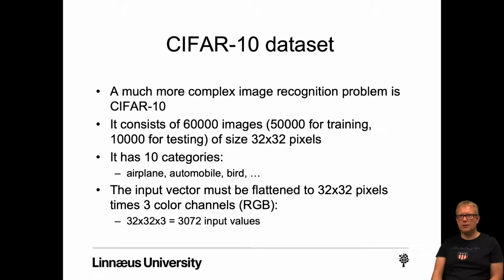A much more complex image recognition problem is CIFAR-10. It consists of 60,000 images, 50,000 for training, 10,000 for testing, of size 32 times 32 pixels. It has 10 categories: airplane, automobile, bird, and so on. And the input vector must then be flattened to 32 times 32 pixels times 3 color channels, because we have the RGB color channels. So in this case we have 32 times 32 times 3, which equals 3072 input values, so quite many input values.